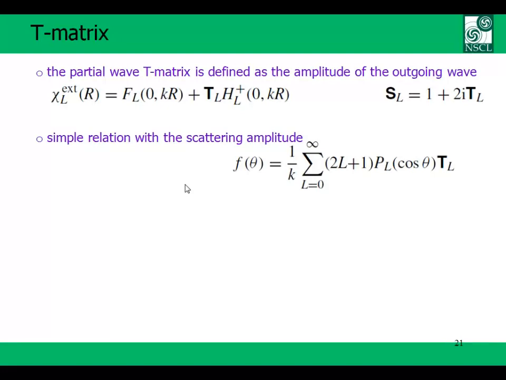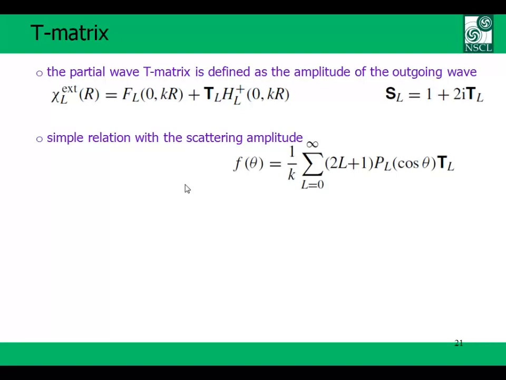Without interaction, the S matrix doesn't depend on theta. The S of L should not depend on theta, regardless. So that's an important thing. Our S matrix, if we're solving our problem correctly, will not depend on theta. The theta dependence is all in the Legendre polynomials. So this is a true statement. It does not depend on theta.